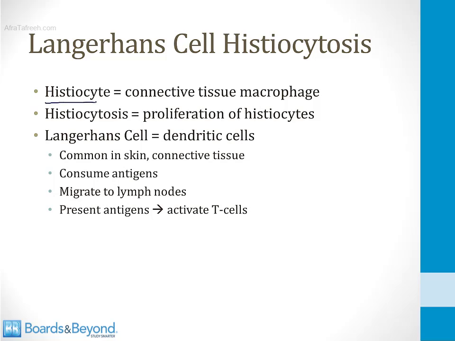So a histiocyte is a connective tissue macrophage. Therefore, a histiocytosis is a proliferation of histiocytes. And a Langerhans cell is a type of histiocyte. It's also a type of dendritic cell, and I talk about dendritic cells in the module on the innate immune system in the immunology section. They're common in the skin and connective tissue. They consume antigens peripherally and then migrate to lymph nodes. And once they reach the lymph nodes, they are professional antigen presenters where they activate T cells.